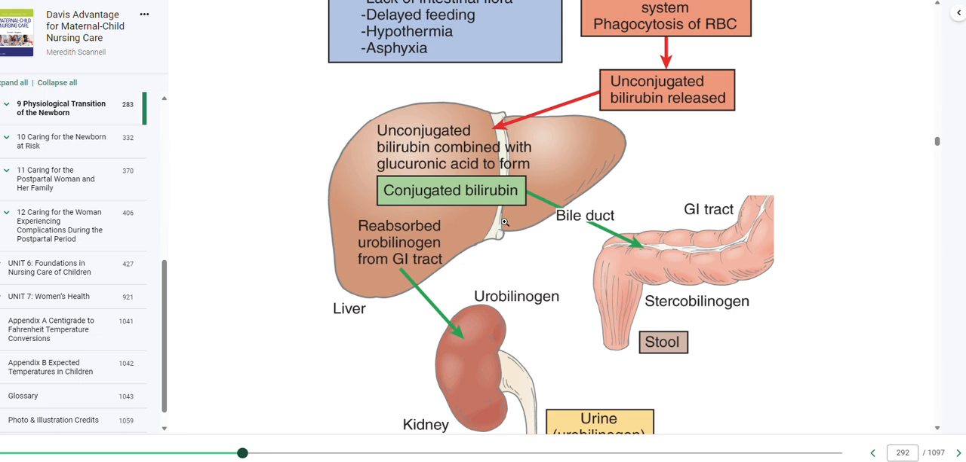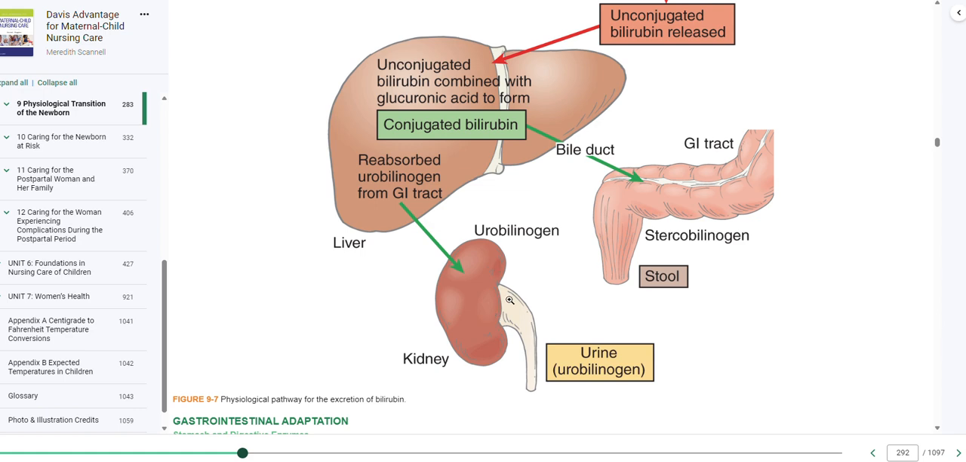It then goes to the bile duct, the GI tract, as well as is absorbed through the kidneys. So they're passing this bilirubin, they're passing this bile, this yellow color, in their urine as well as their stool. But remember, it's combined with that glucuronic acid to form the conjugated bilirubin. Okay?